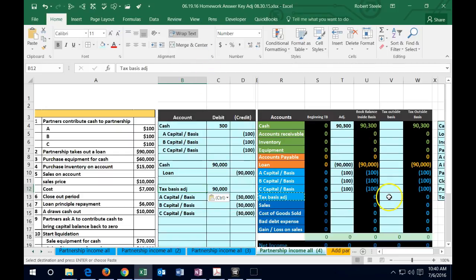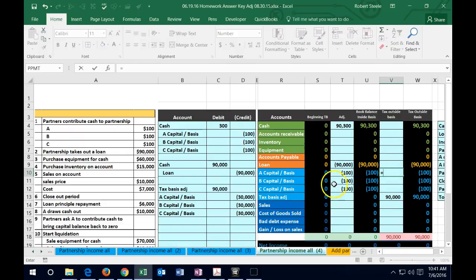So if we posted that, that's going to be over here in the tax basis. So I'm going to say this equals the 90,000. And then we're going to have the table over here. So we're going to say A's capital account is going to go up by 30. So it went from 100 to 30,100. And then B's capital goes from 100 to 30,100. And then C's goes from 100 to 30,100. So that's going to be an important difference, of course, between the two.